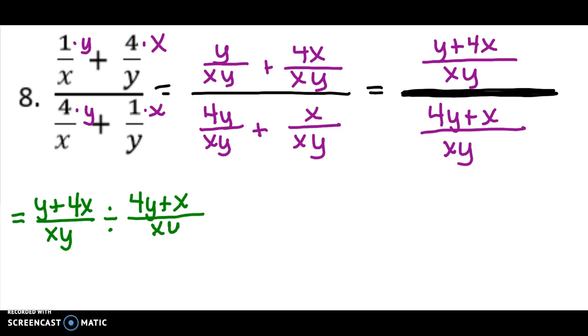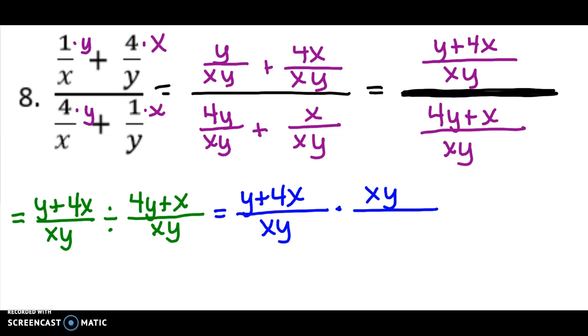over xy. And if we go way back to the first video, we know that when we're dividing fractions, we actually need to change it to multiply and then flip the second fraction so that we have the reciprocal. Remember, that's called multiplying by the reciprocal. So let's copy down the first fraction, y plus 4x over xy, and then multiply by the reciprocal, xy over 4y plus x.